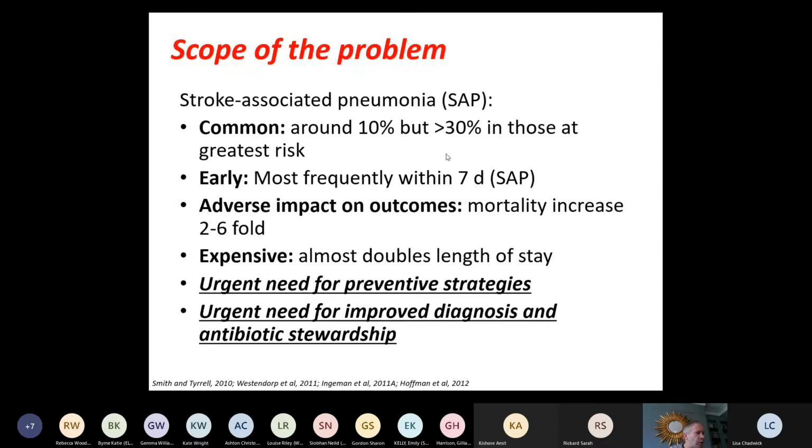So we know that it's a problem, and we know that there's an urgent need for preventive strategies. There's also an urgent need for improved diagnosis and antibiotic stewardship. So Amit will talk a little bit more about treatment, and myself and Jenny will also talk a bit later on about preventive strategies. Next slide, please.